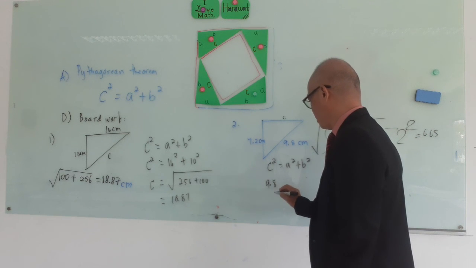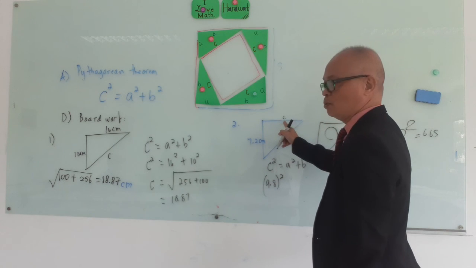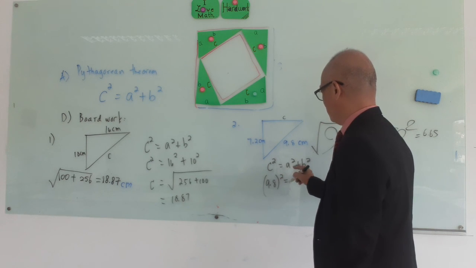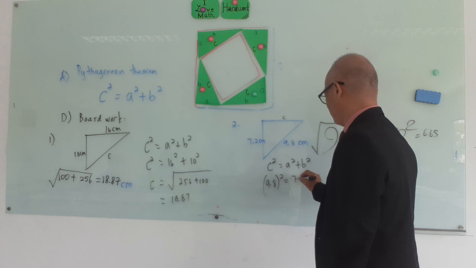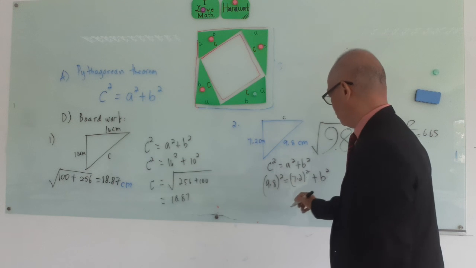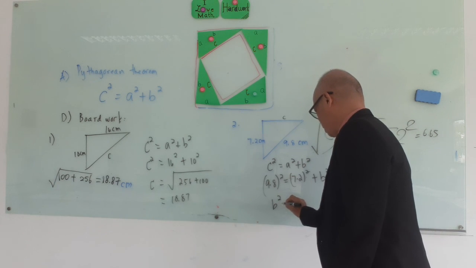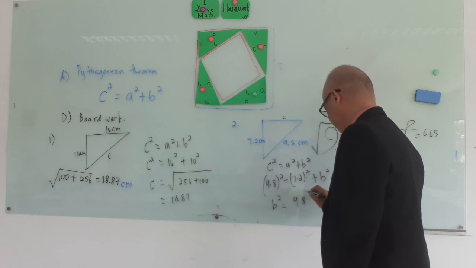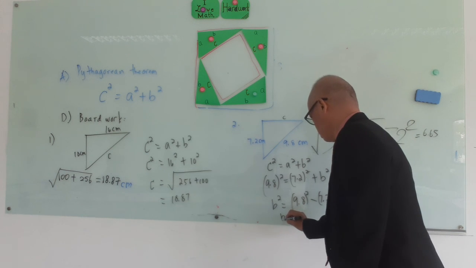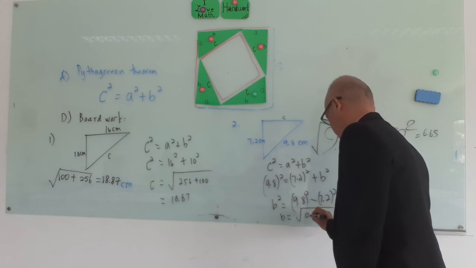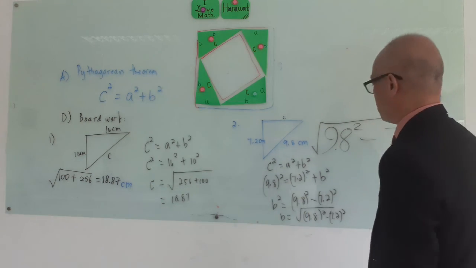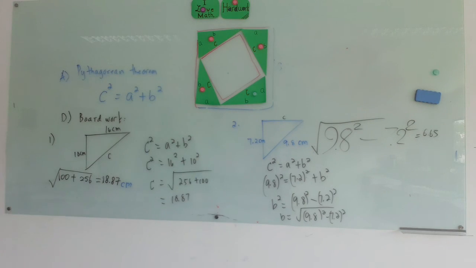Now C here is always the largest side. Don't worry about that, it's still the same. You can use A or B instead. So 7.2 squared plus B. Now this is good. Minus 7.2. Very good. And then the square root of this. And your answer is 6.65. Any questions with our examples?